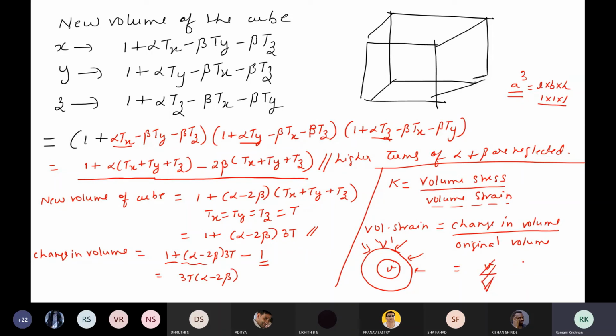So what is the change in volume I got? I got this as 3T alpha minus 2 beta. Can I write that? Change in volume is 3T alpha minus 2 beta. And what is the original volume? 1. Okay, this much you have to understand. And we are just 2-3 steps from finishing it. This is okay, students. This should be okay.